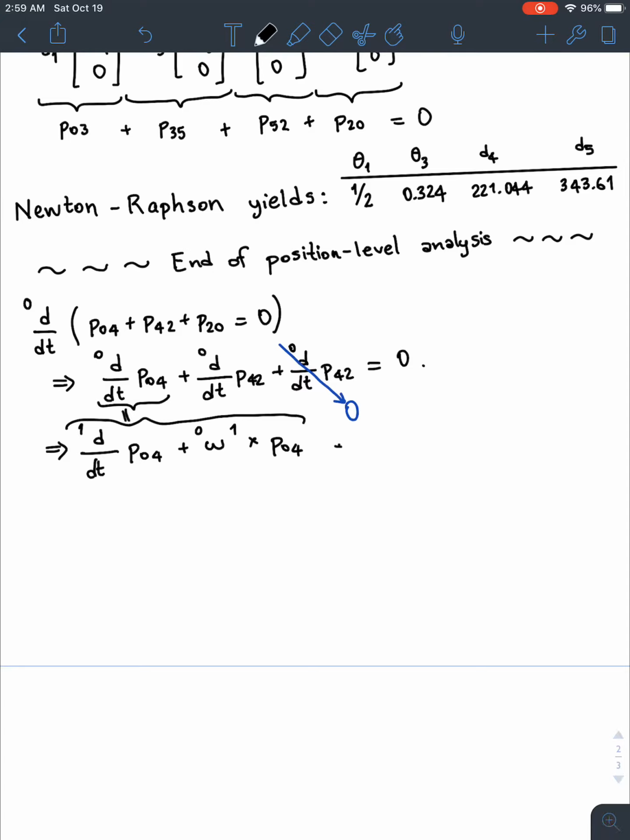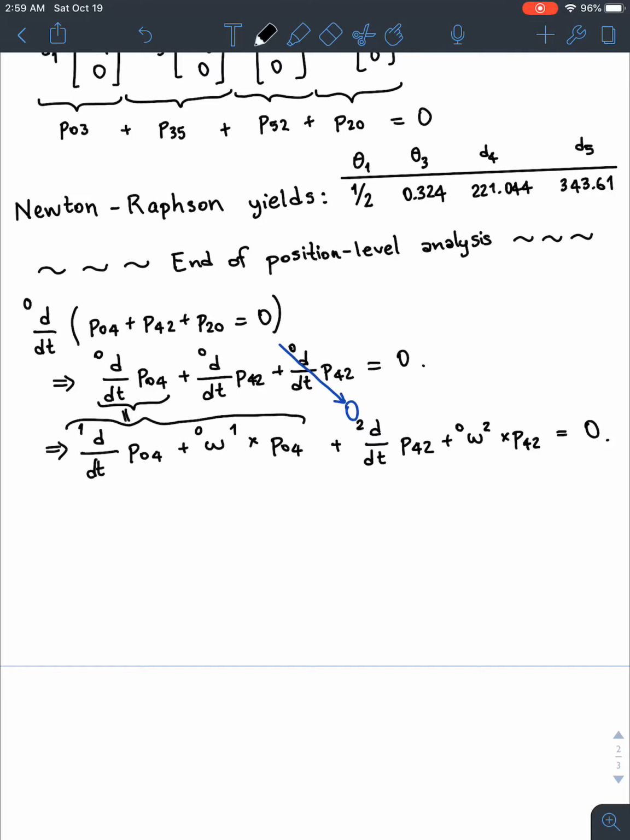Now, plus the derivative of the vector P42 in the first frame. We said that we would like to take that derivative in the second frame, more than we do in the 0th frame. Again, I'm going to use the differentiation in 2 frames formula to go to the second frame. And then I'm going to get this equation.